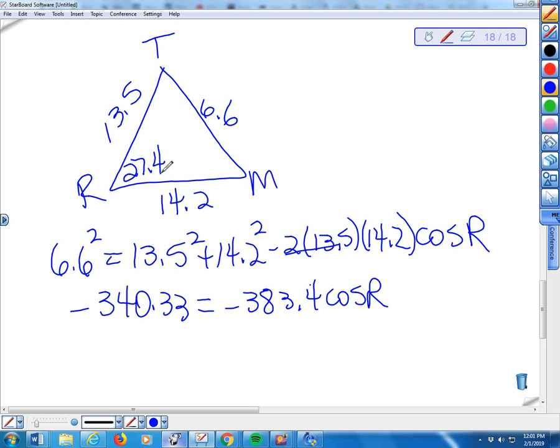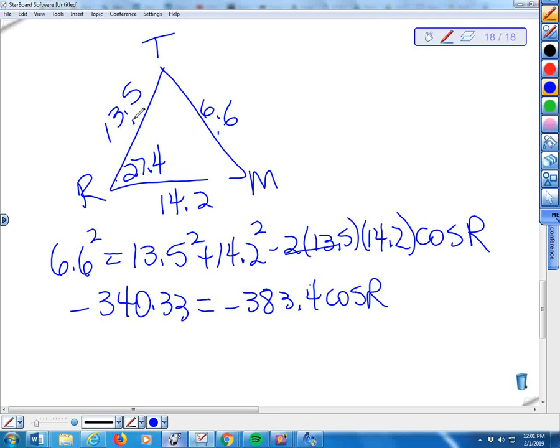Can I use that to simplify? Yeah, there's only one R with 27.4, and that's letter A. So I really don't have to do any more. But if I wanted to keep going, I would just do sine of 27.4 over 6.6 equals sine of m over 13.5. Solve for m. Once I have m, just subtract those two from 180.